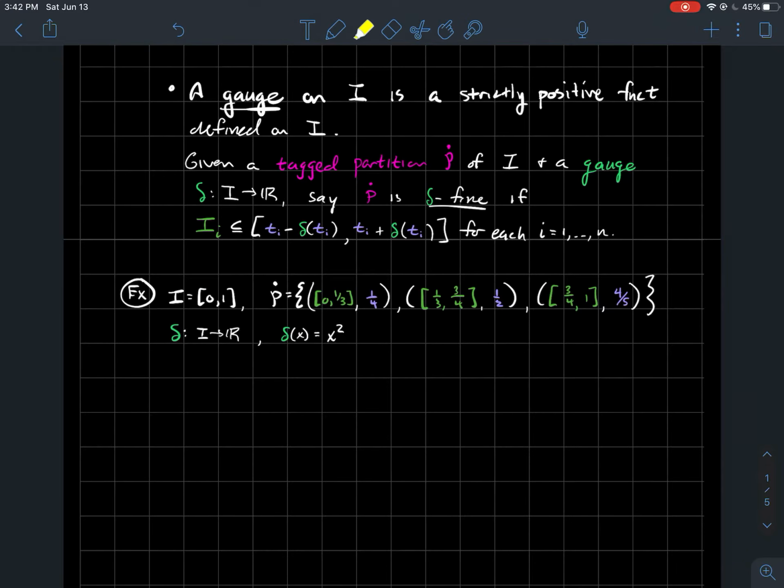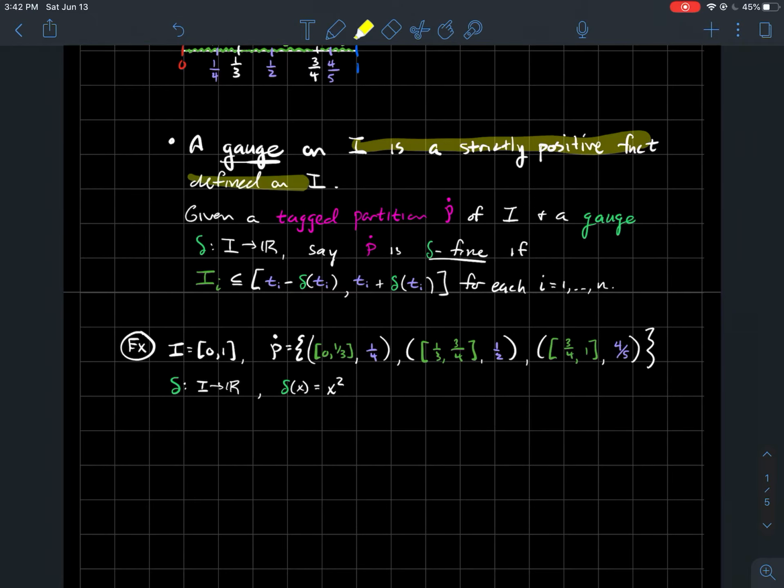So I thought it'd be good to try an example. I've got my same interval from 0 to 1. I took my same tagged partition as I had above. And here's a function that is strictly positive on [0, 1]: delta of x is x squared. That satisfies being a gauge, right? That's a gauge on this interval I, just a strictly positive function.